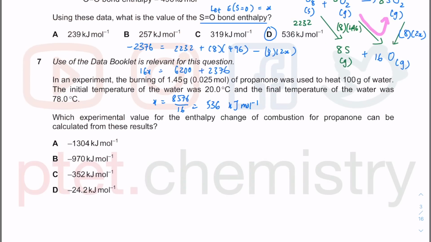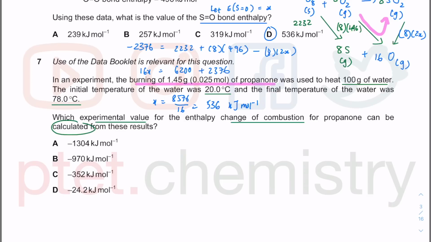Question 7, so we have an experiment. We need to burn 1.45 gram of propanol in order to heat up 100 gram of water. Initial temperature is 20 degrees Celsius, final temperature is 78.0 degrees Celsius. What is the experimental value for this enthalpy change of combustion that you can calculate from these results? So we have propanol, and we were told how many moles of propanol, so we don't have to worry about mass over Mr to work out the moles anymore.